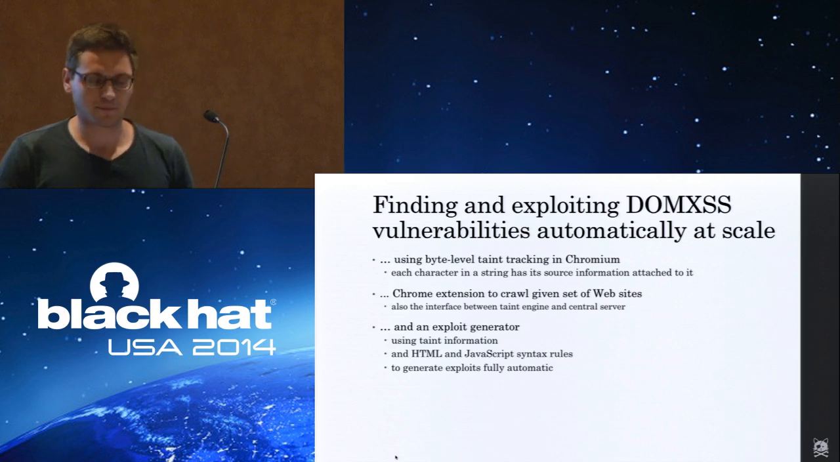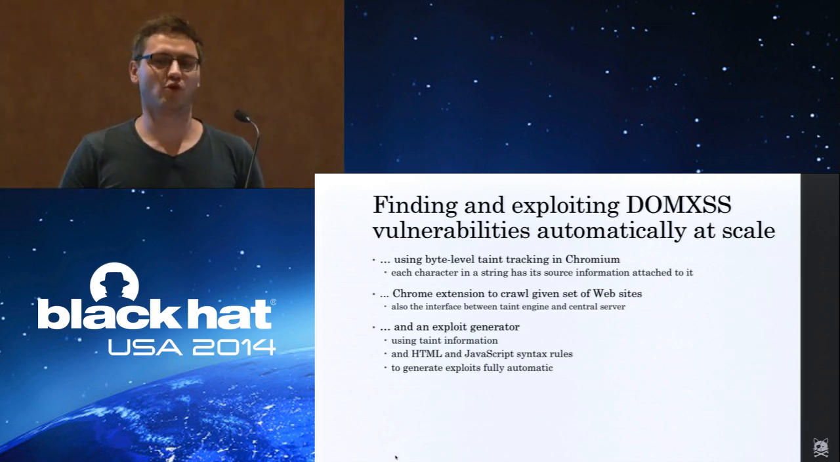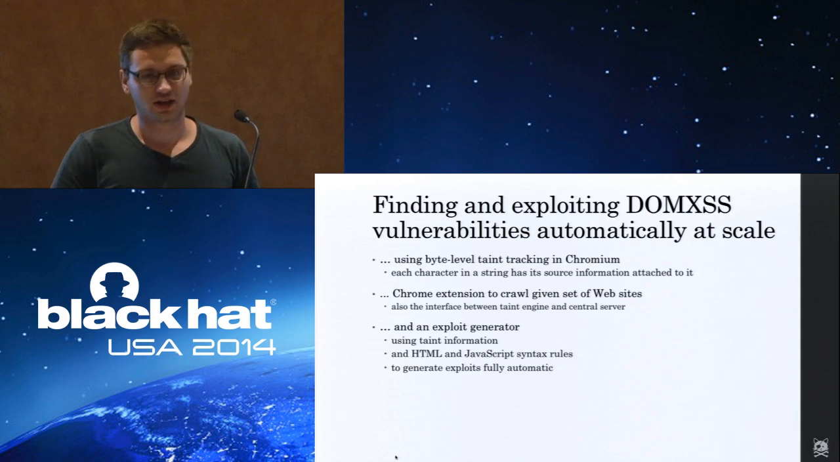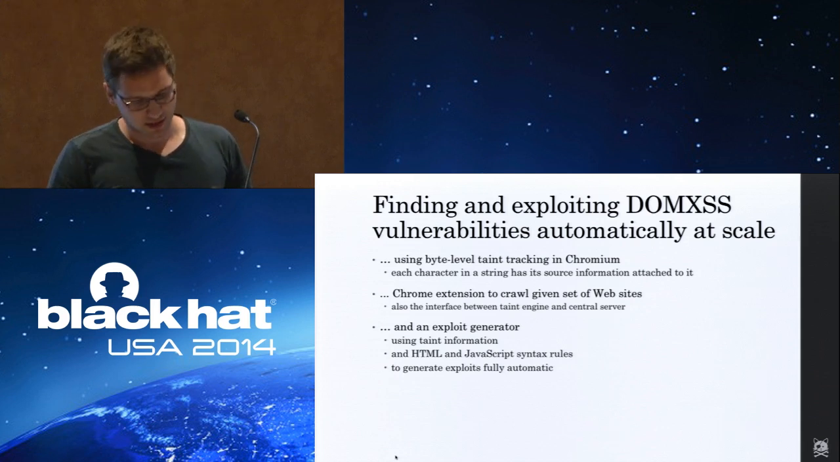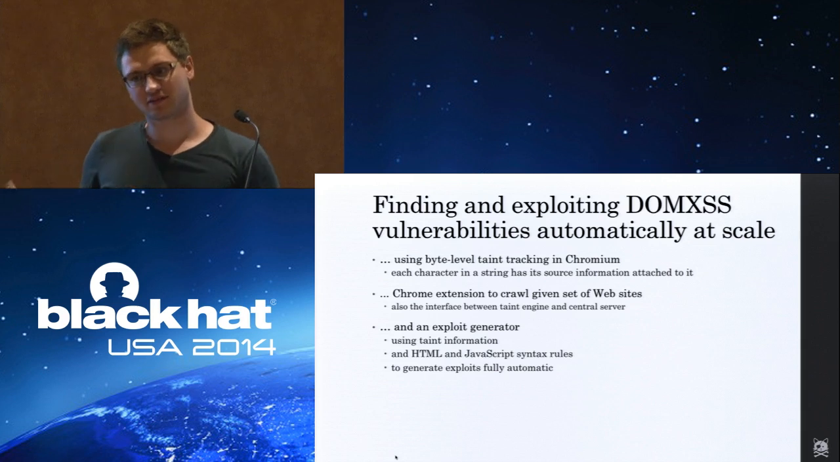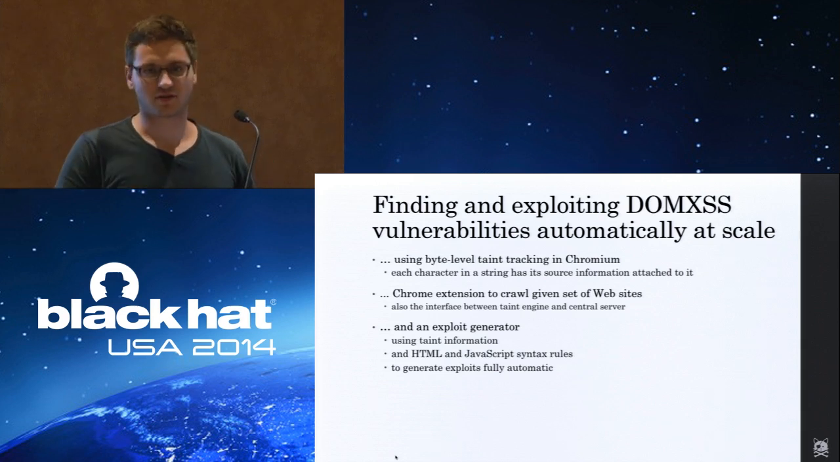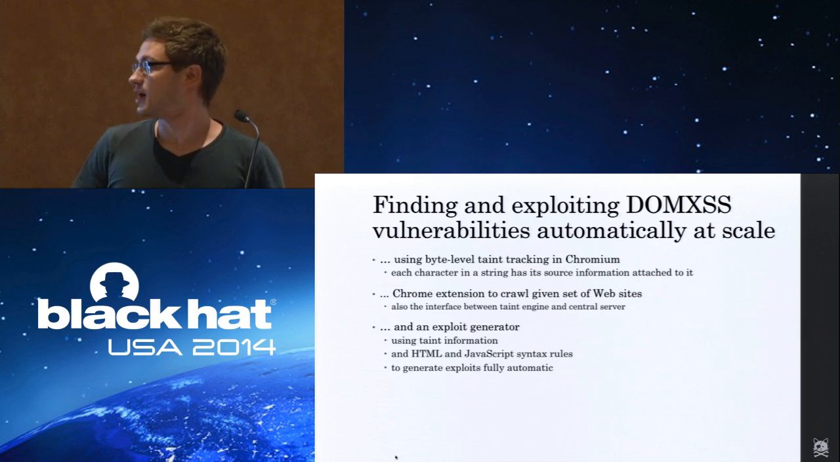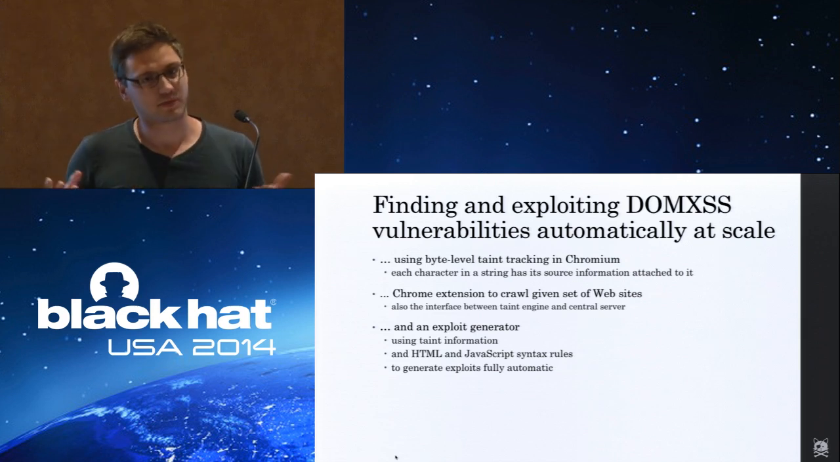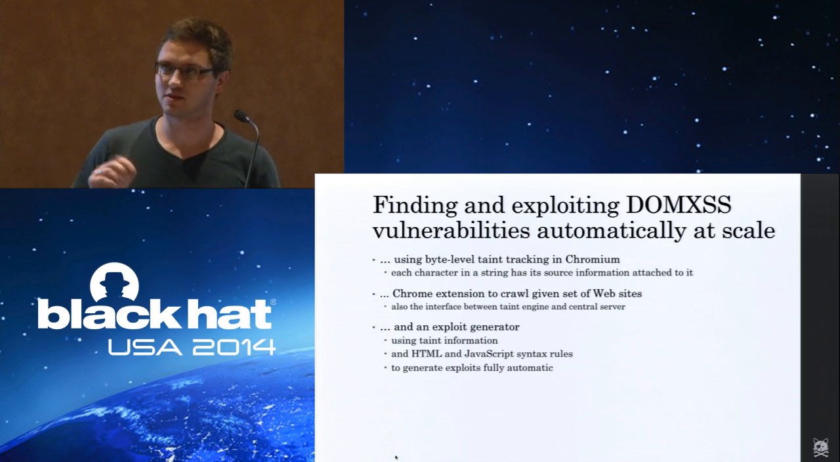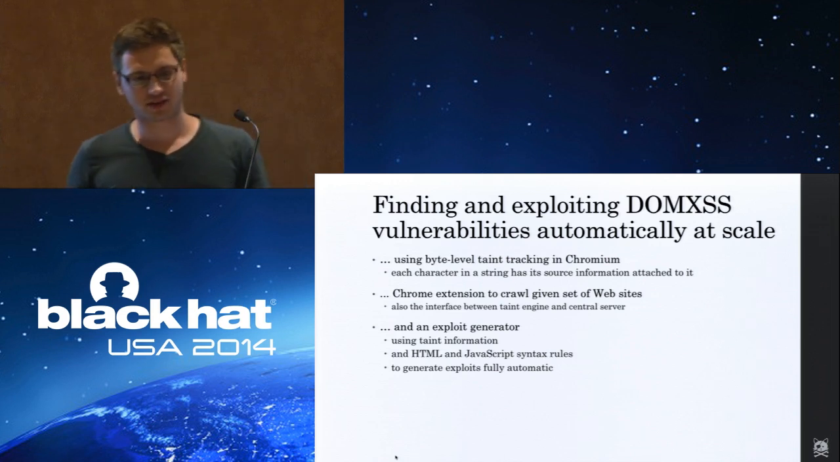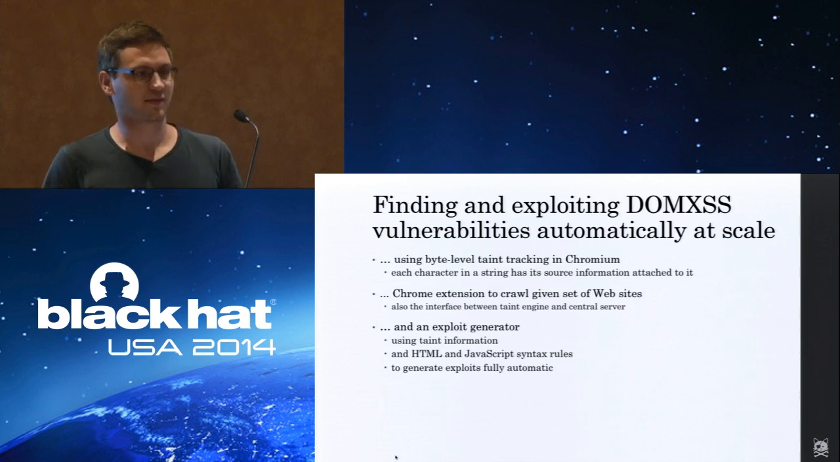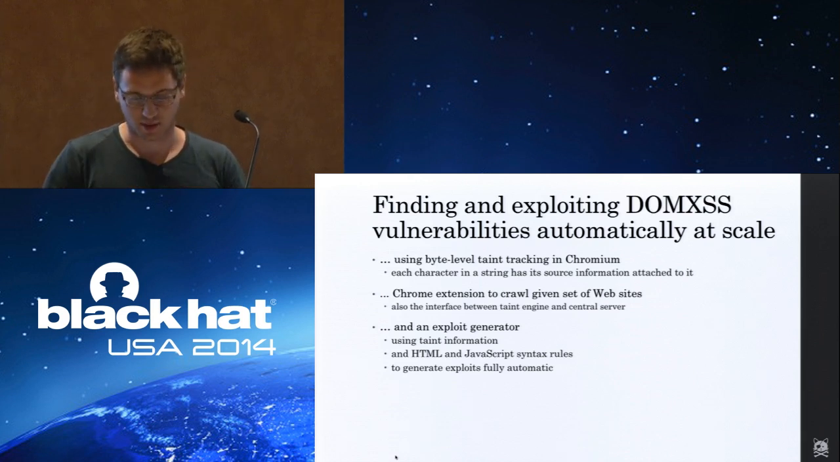So what we did is we patched Google Chrome, or Chromium, which is the open source version, to employ taint tracking, meaning that for each character in a string inside the JavaScript engine or the rendering engine, which is Blink actually, we attach a taint byte. So for each character we can specifically say, this is coming from the URL, this might be coming from the referrer, or this is benign stuff that was hard-coded into the website.